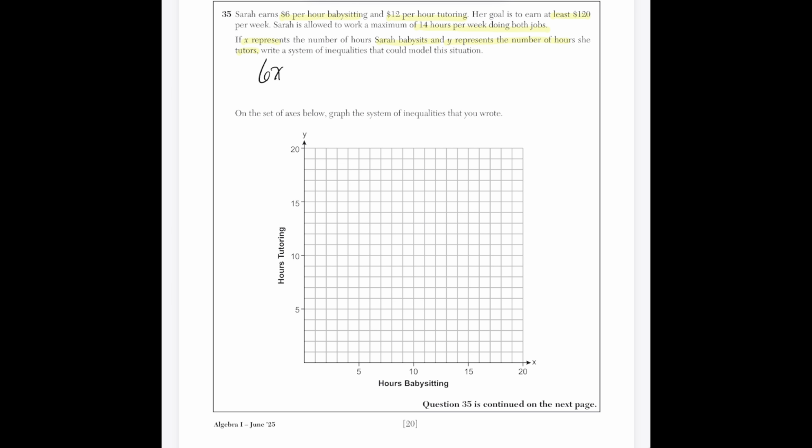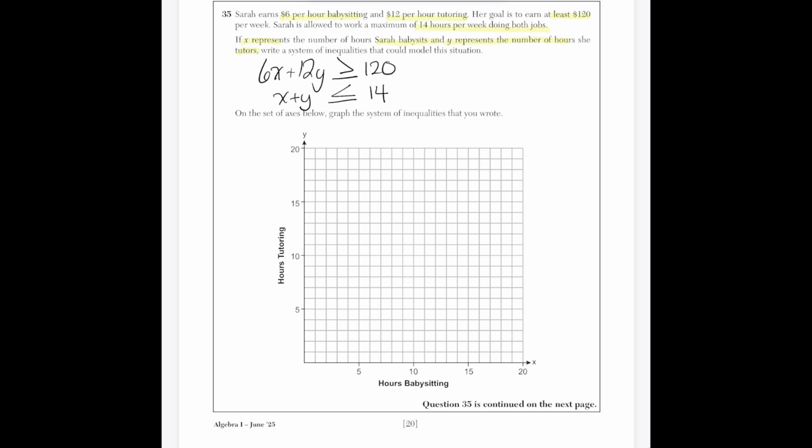All right. So the first part is pretty easy. I'm going to have 6x plus 12y greater than or equal to 120 because I want her to make at least 120, but she can make more than 120. And we also have that x plus y can be equal to 14, but it cannot pass 14. It's less than or equal to 14. So I have to have both of those for my systems of equations in my model. Okay, so that's the first part.